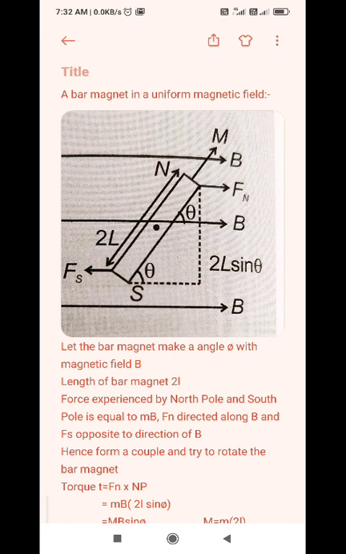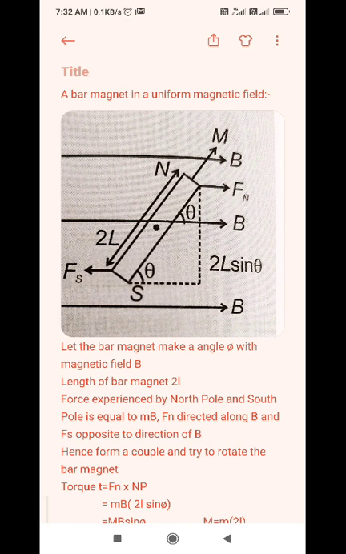So the force experienced by the North Pole and South Pole is equal to mB, where m is the magnetic strength or pole strength of each pole. The direction of this force at the North Pole is along the direction of the field, and at the South Pole, the direction of the force is opposite to the direction of B.